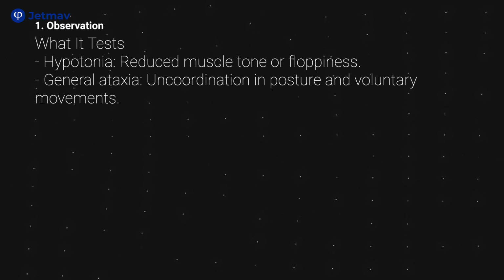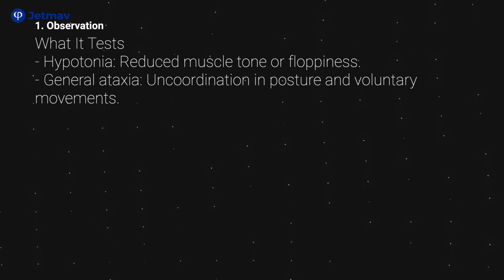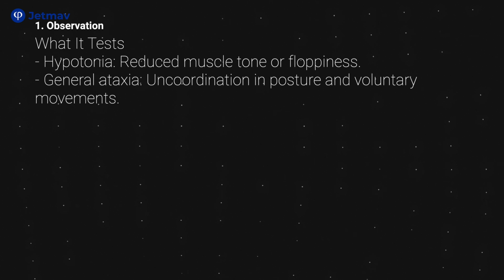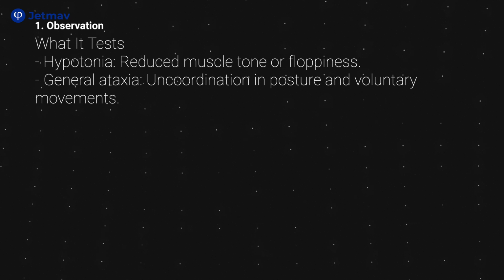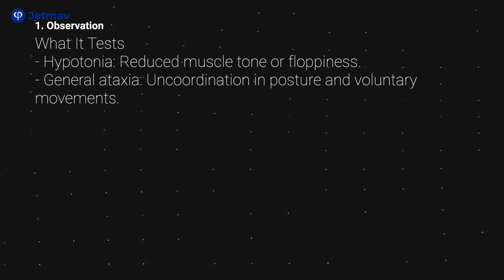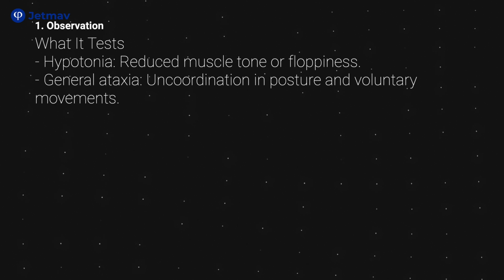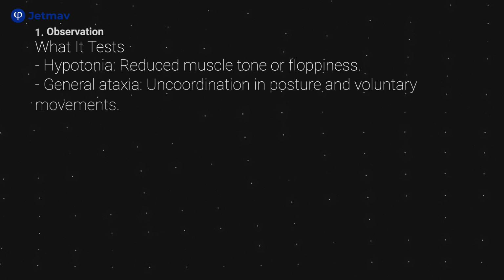So in observing the patient, or generally looking at the patient even before the exam, you tend to note if there is any reduced muscle tone or any floppiness. Then you also check for general ataxia, which is uncoordination in posture and voluntary movements. So these are some of the things you can observe even before the examination begins. So in observation, we're going to check for reduced muscle tone or floppiness. Then we also check for general ataxia, which is uncoordination in posture and voluntary movements.